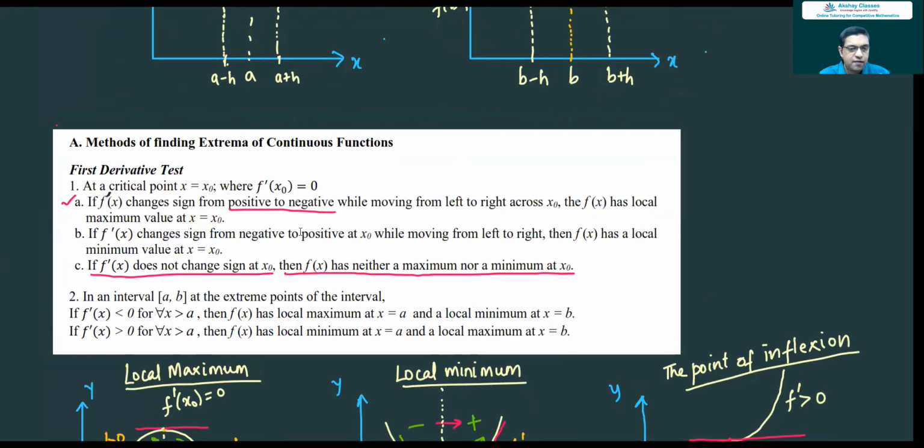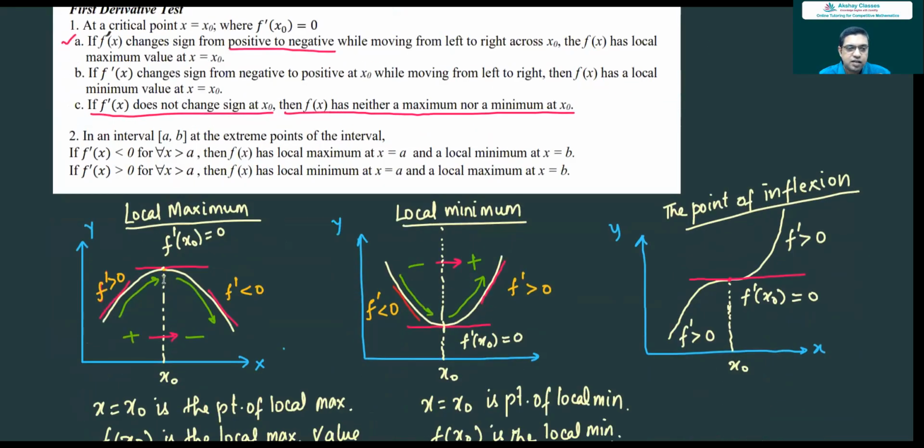Then we discussed the first derivative test. If a continuous function attains a maximum or minimum at a point, not at the end points of the interval but somewhere in between, then the derivative at that point will be 0. And that's the first derivative test. The derivative will be 0 at that point, and whether it will be maximum or minimum depends on how the first derivative changes its sign.